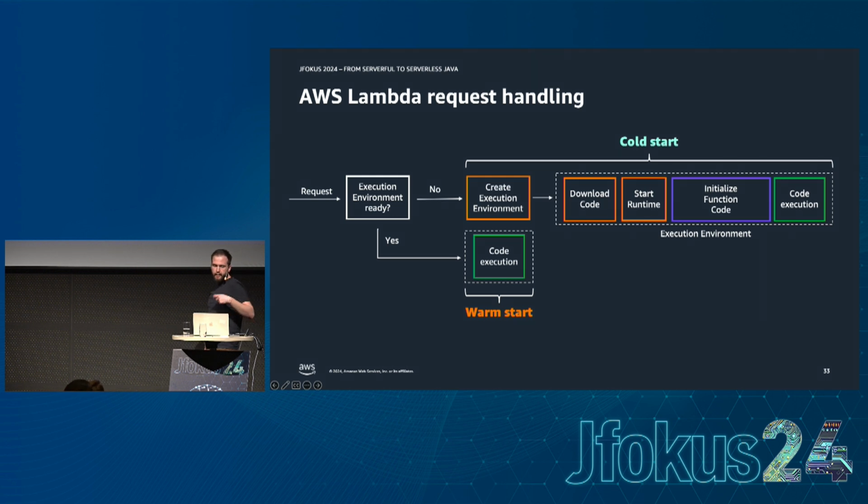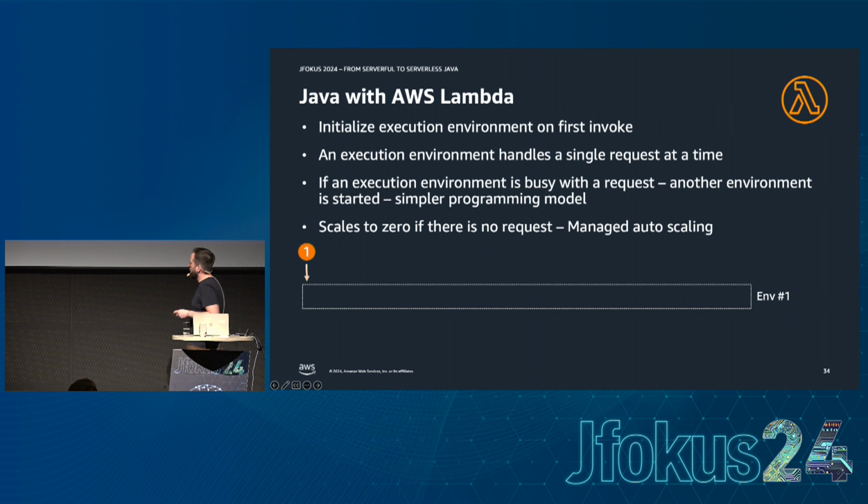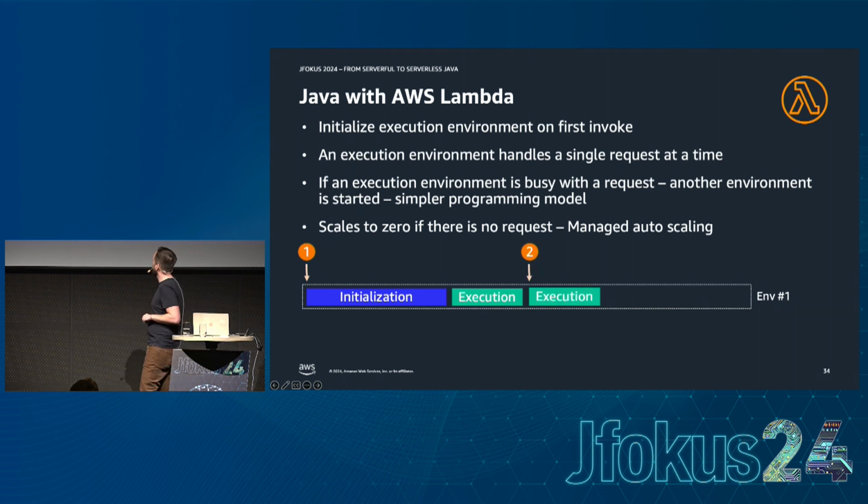Now there is another implication that makes the scaling a bit, let's say, tricky. So let's go back to it. Let's say we get the first request. We need to create this execution environment. We do the initialization with all the things that I just explained. And then we execute your function code. Now that is cool. So if that has been done and we get the second request afterwards, we can just use that.